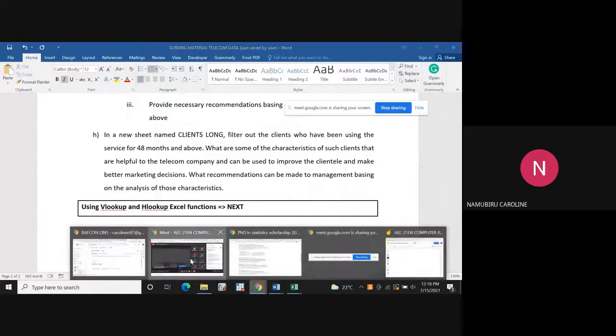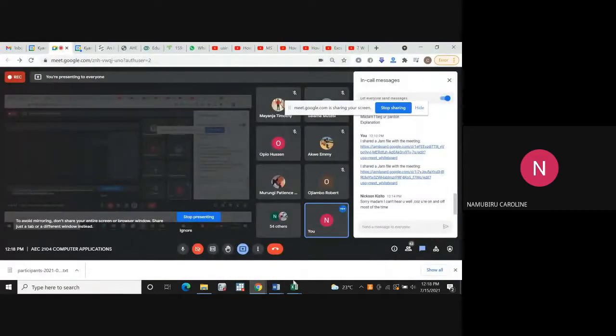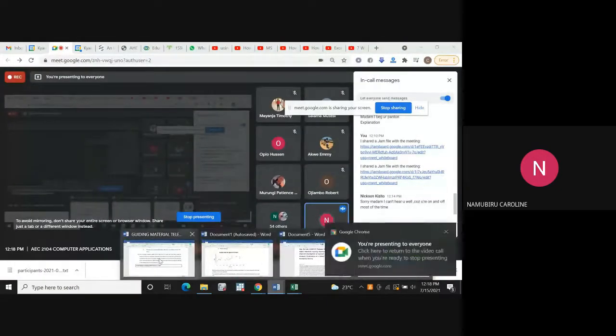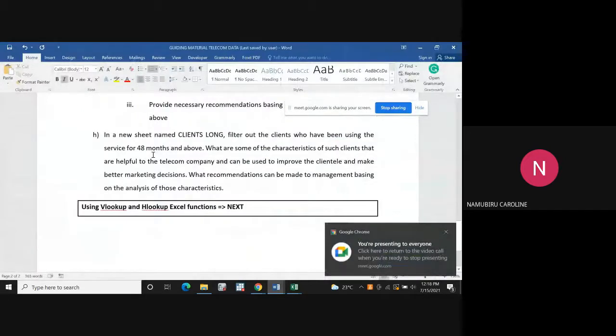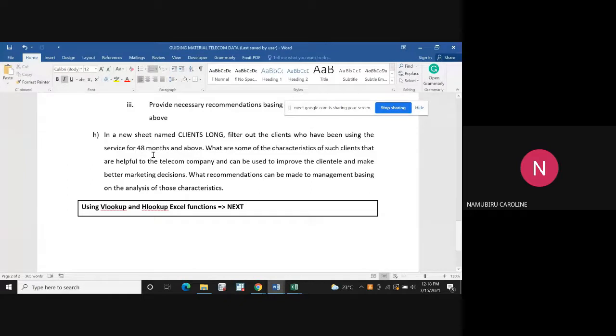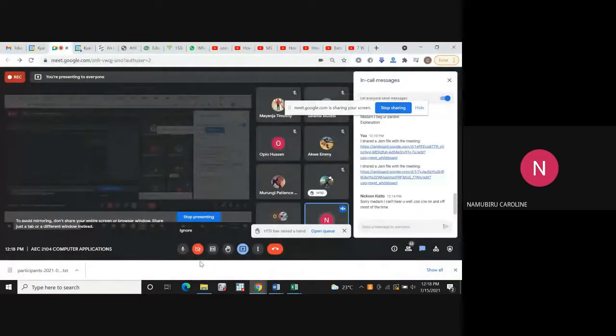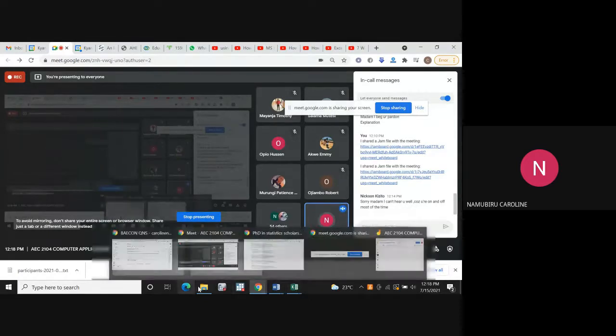Okay, so can we now continue on to the last one? There is no question. The last one says that in a new sheet named clients long, filter out the clients who have been using the service for 48 months and above. Please put your question in the chat box, I'll be able to find it there. Someone was putting up the hand.